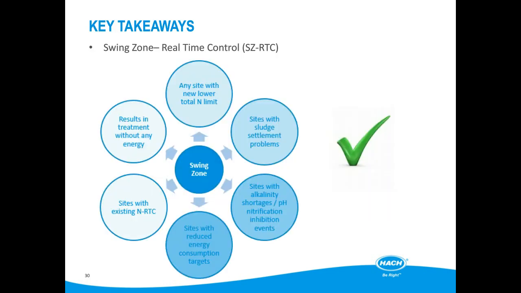I think the key takeaways are: if you have any sites that are having difficulty meeting their existing total N limit or receiving a new lower total N consent, then we have a solution that can help. If you have a site that has sludge settlement problems, we can safely introduce or extend a selector zone using our swing zone. If the site has alkalinity concerns, we can harvest more alkalinity using the swing zone function. Even greater energy savings can be achieved with a simple add-on controller to the NRTC. Lastly, I would like to say this function will provide benefits for all existing NRTCs.